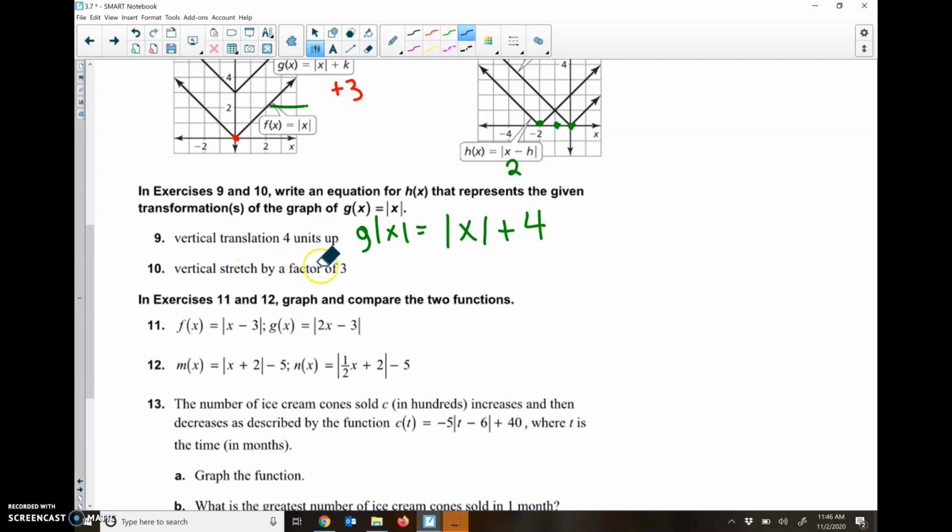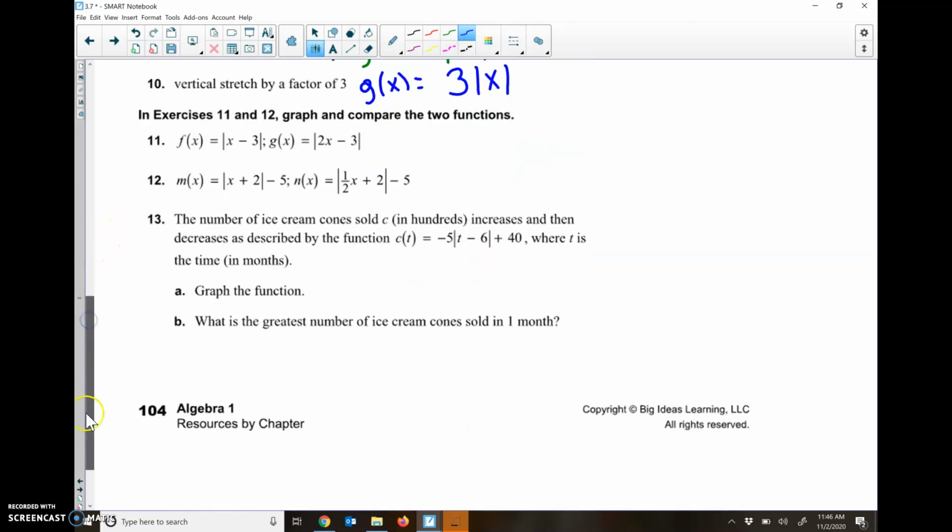And then here we have a vertical stretch by a factor of 3. So since that's a stretch by a factor of 3, that means my 3 is going to be outside my absolute value bars. And so it's 3 times the absolute value of x. Again, nothing's over here. It doesn't have anything about left or right or up or down. So the 3 is just going to be in front of the absolute value bars there. All right, I hope that helps.